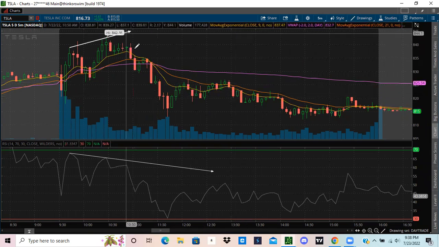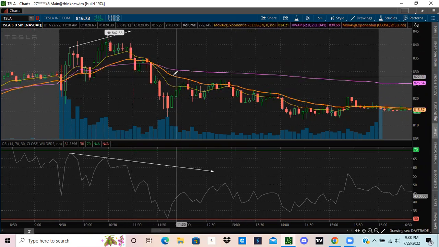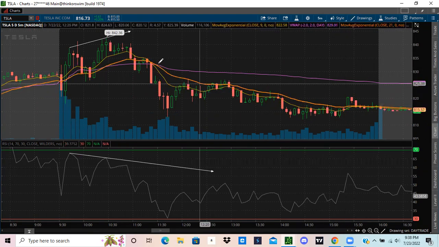And boom, we got that nice big break downwards. And then our directional EMAs took over and we just continued that downtrend for the rest of the day.